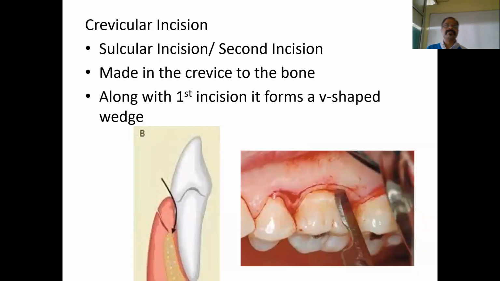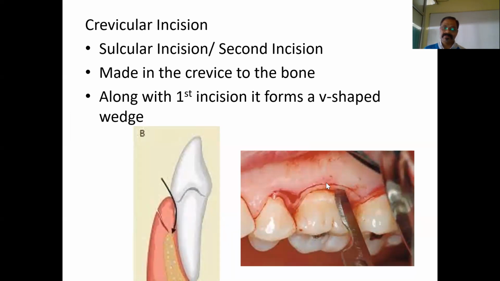The second incision is called the crevicular incision, or what we call the sulcular incision. So the second incision: crevicular, sulcular. Now it is made along the crevice. The first incision was here, and for the second one you put the blade here, and then you give the incision.